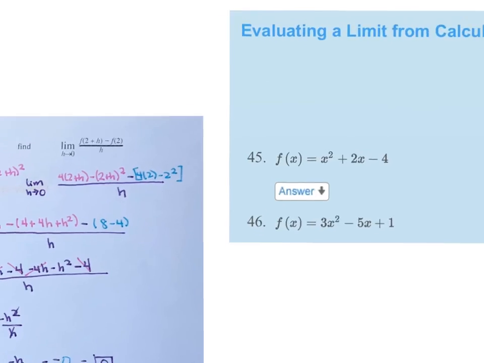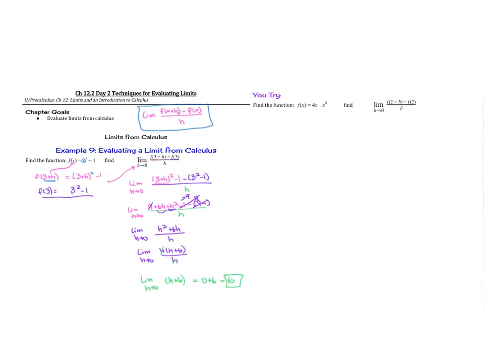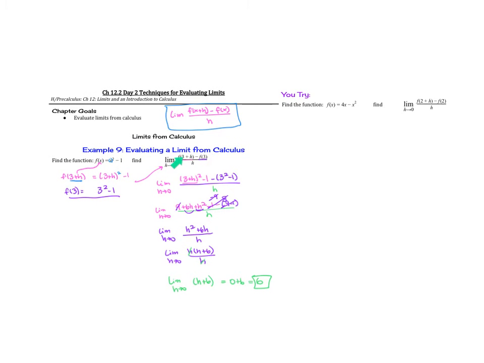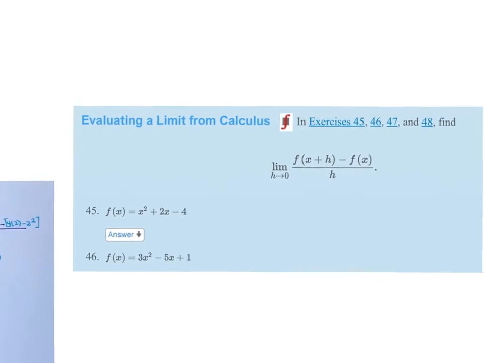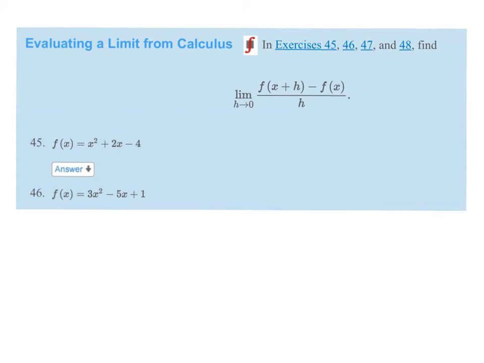Now let's take a look at an example in the book, because it's a little different than this example here. In this example, we're given a specific value to plug in. We're given that x is 3, and then we're plugging it into our function. So in examples number 45, 46, 47, and 48, we're finding an equation. So find the limit as h approaches 0 of f of x plus h minus f of x over h. And so what we're going to do is the same thing that we did previously. Now we just don't have what the x value is.